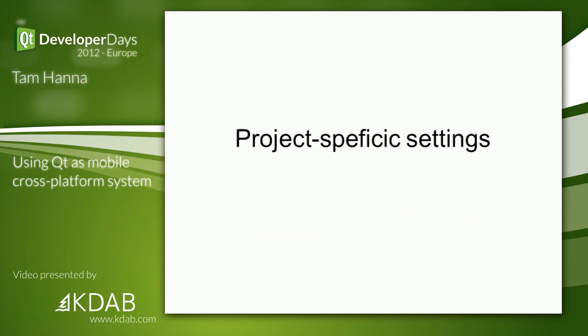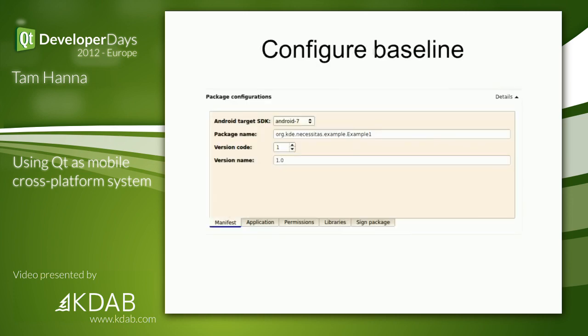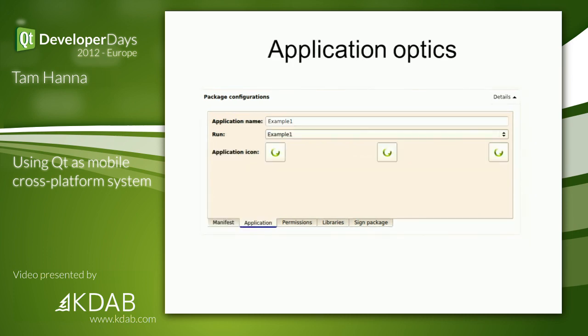Okay. So we get back to the project-specific settings. First of all, there's the configuration of the baseline. Essentially, this decides what is the basic version of Android which you want to support. You can set up the package name, version code, and so on. Essentially, it's just properties for the manifest, which is easier to change using the graphical editor compared to changing them by hand. Next up is the application optics.